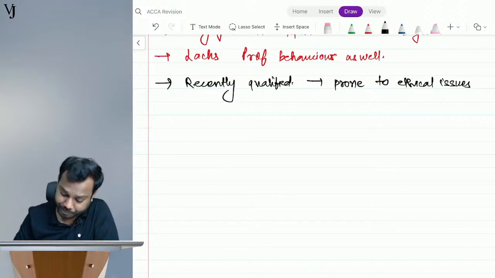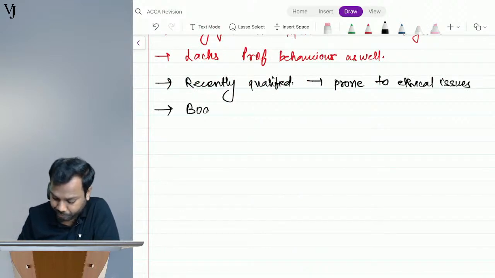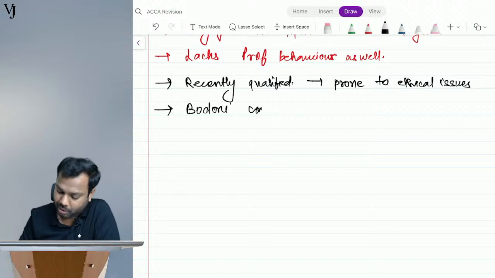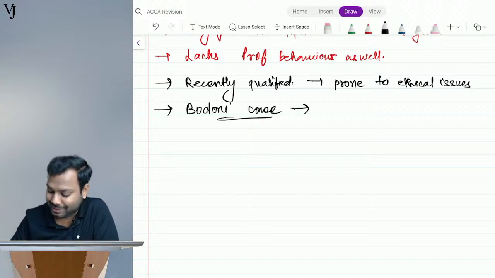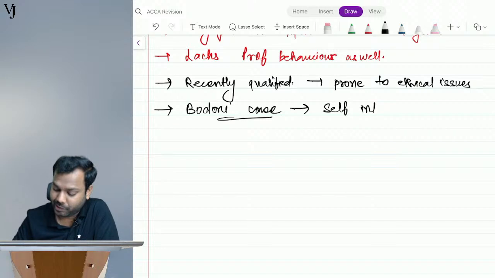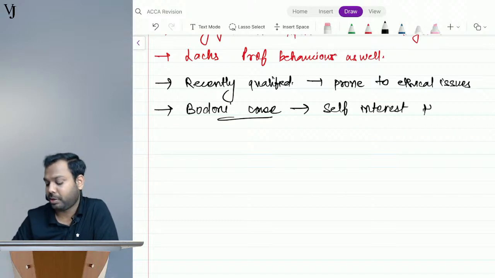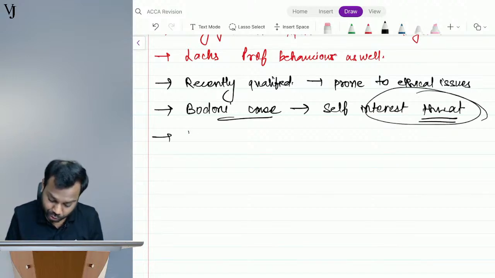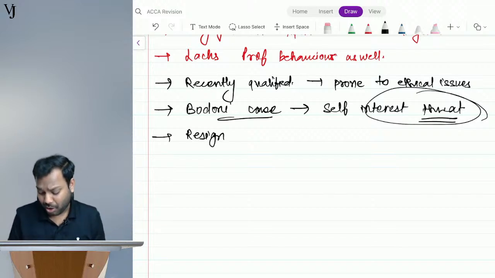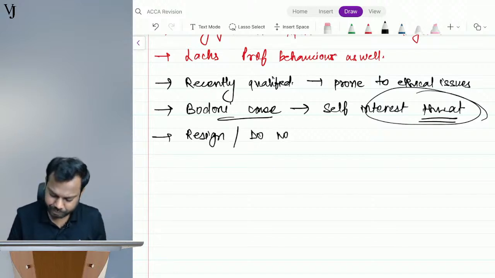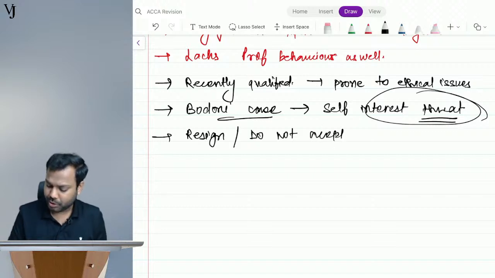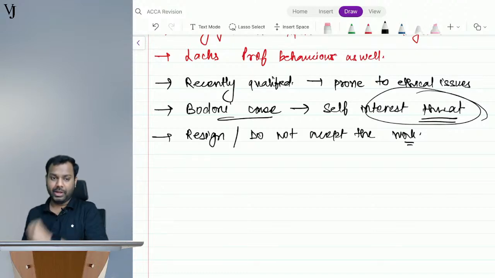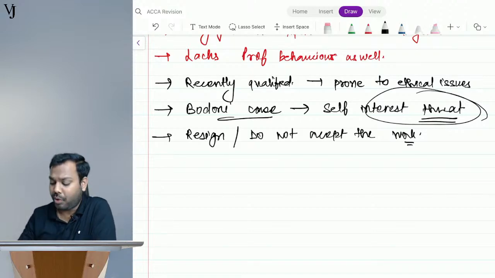Now third, you have to write here the Bodoni case, right? And you have to link it with the self interest threat, and suggest that this should not be done. Either he should resign, or do not accept the work. Right? Is it clear, everyone? So this is how you have to write, right?